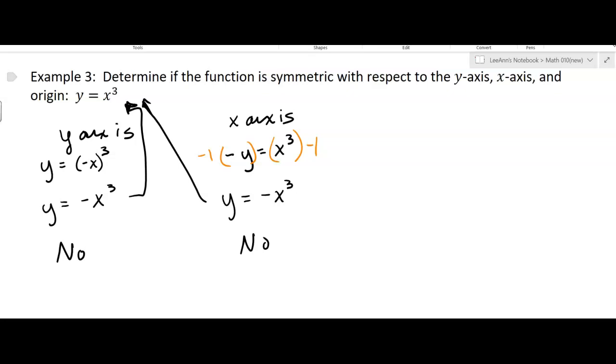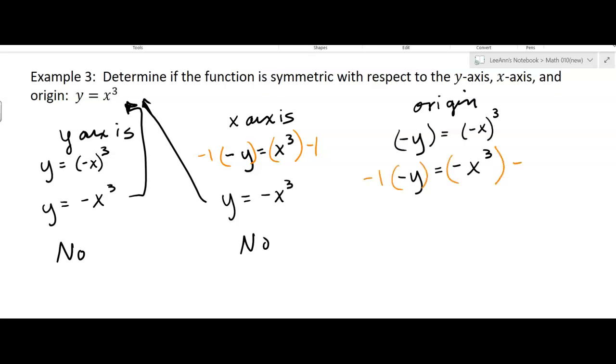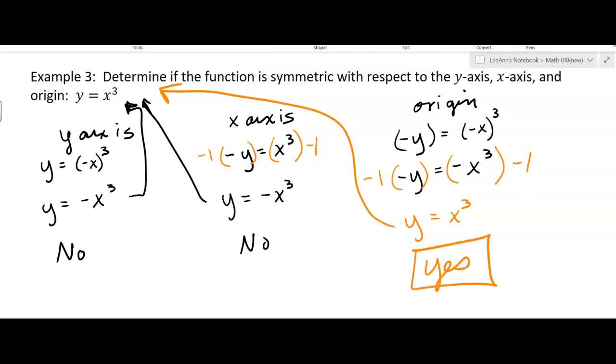Okay, now what about the origin? So I'm putting in negative y for y and negative x for x, and I get negative y equals negative x cubed. But this time, when I multiply both sides by negative 1, what's going to happen? I'm going to get y equals x cubed. And then is that the same as what we started with? Yes. So it is symmetric with respect to the origin.